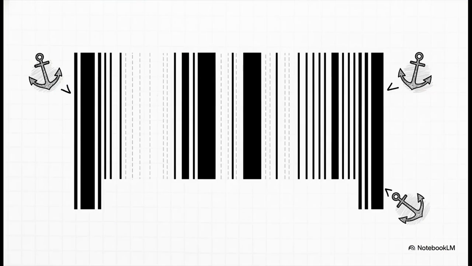Next, we have these start and stop guards. These are those specific, highly recognizable thin patterns of lines sitting right at the very beginning, the very end, and often smack in the center. Basically, they serve as anchor points. They establish the barcode's direction, letting the scanner know exactly which way it's facing, and they establish the baseline timing, which is absolutely crucial because the scanner needs to know exactly how fast to read the incoming lines.